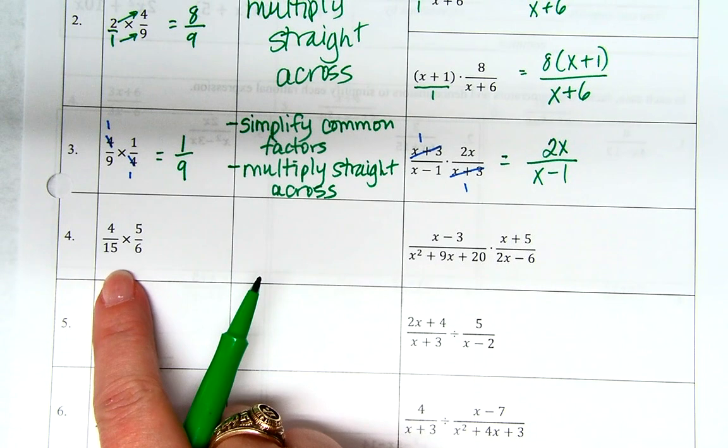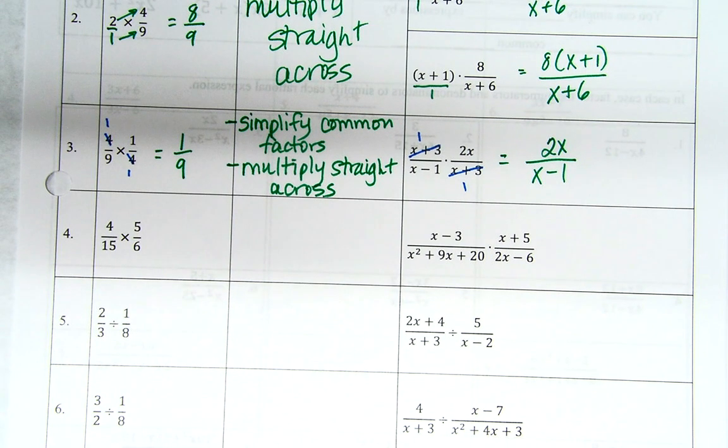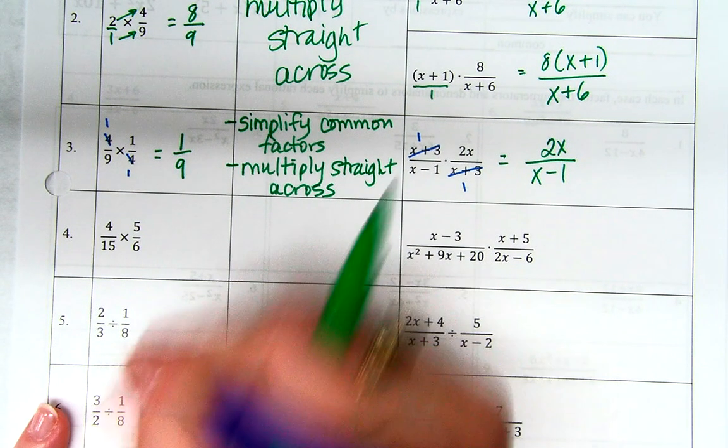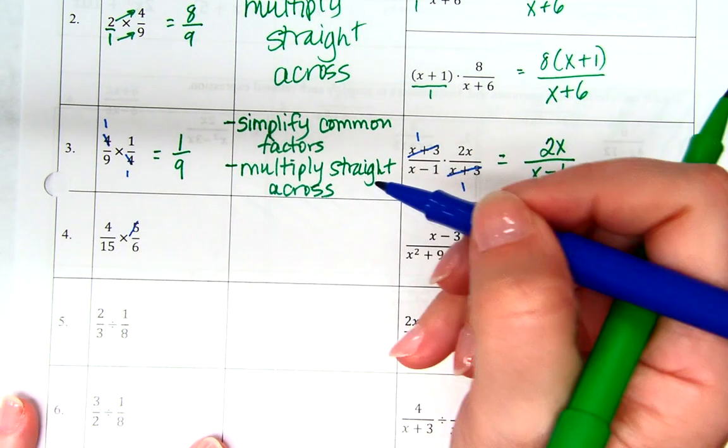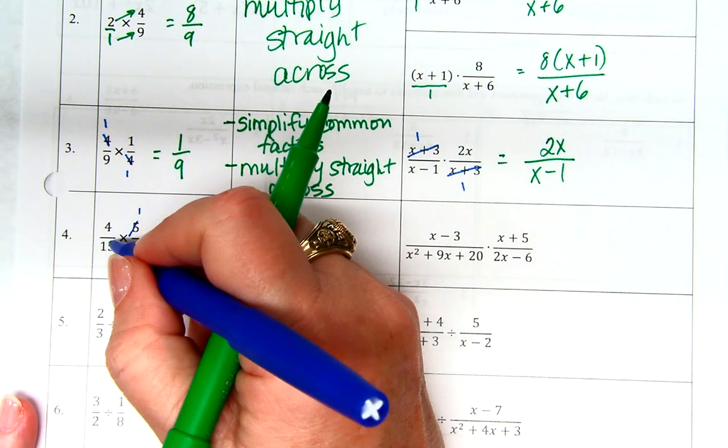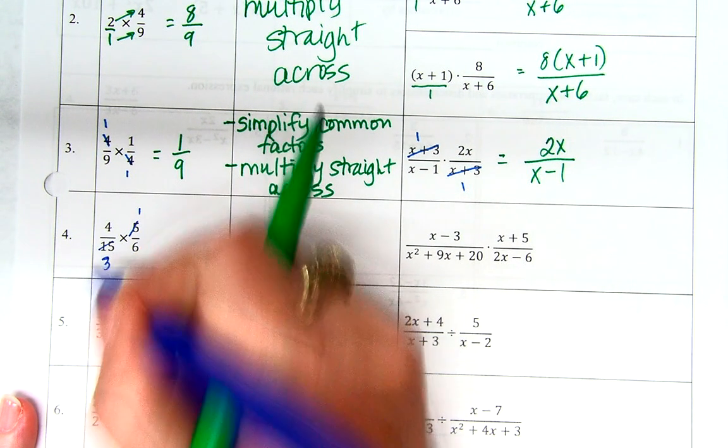We need to simplify first. What can I simplify first? The 5 and 15. What's left to 5 factor out of 5? 1. And what's left to 15 factor out of 5? 3. Now what?